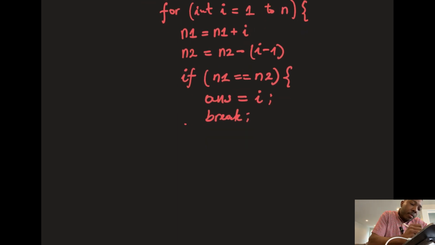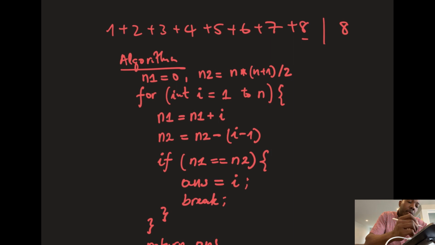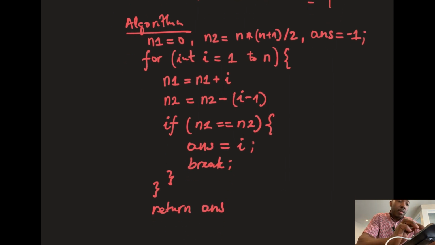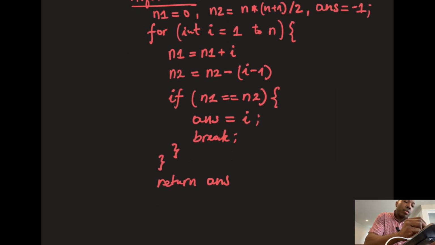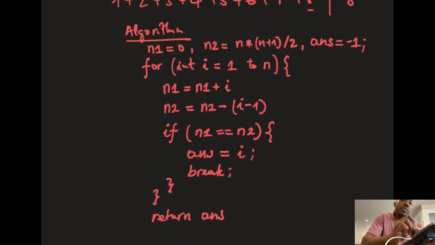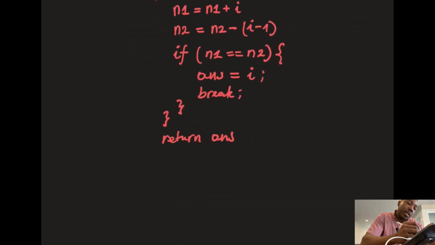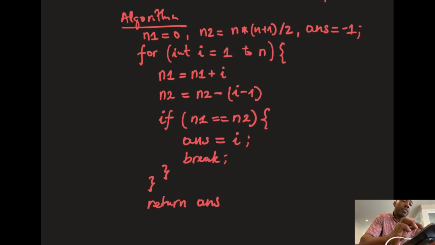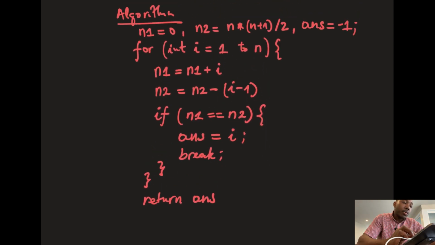Once we break the loop, we can return the answer. And don't forget to initialize the answer to -1, because if we exhaust all the numbers from 1 to n and we couldn't change the value of the answer, then that means we couldn't find the pivot, and the pivot is -1.